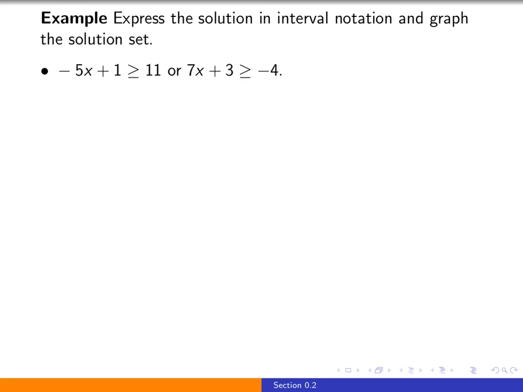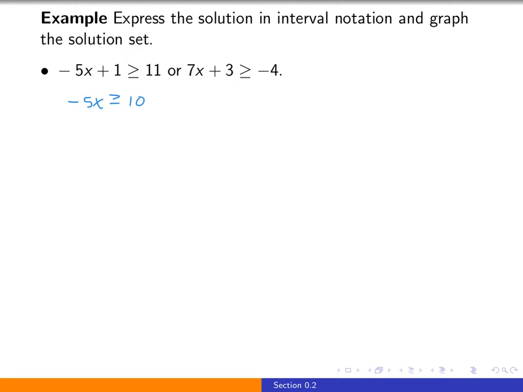Let's look at another example where instead of trying to simultaneously solve both of these equations, what we would like to do is figure out what x values will solve one or the other inequality, so at least one of the two. So once again, we just go ahead and solve each one of these inequalities individually. With the first one, we can subtract 1 from both sides, so minus 5x is bigger than or equal to 10. And then in the next step, what we can do is divide both sides by minus 5.